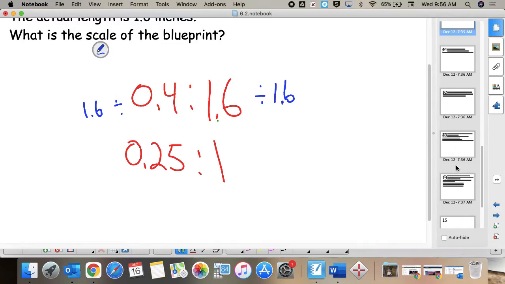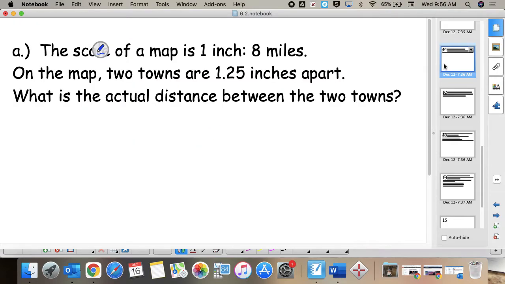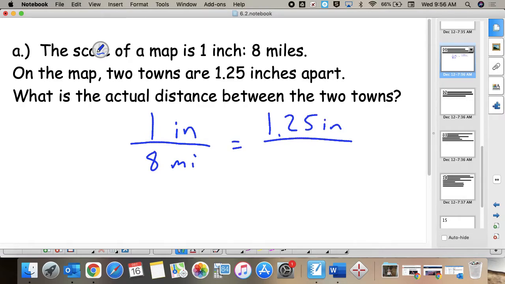All right, example 4 works with finding those scales and using that scale drawing. In our first one, it says the scale of a map is 1 inch represents 8 miles. It says on the map, 2 towns are 1.25 inches apart. What is the actual distance between the towns? So once again, we are looking at these ratios and we are going to create that proportion. 1 inch goes to 8 miles. 1.25 inches is going to go to our X miles.